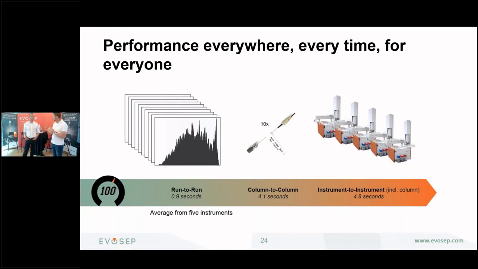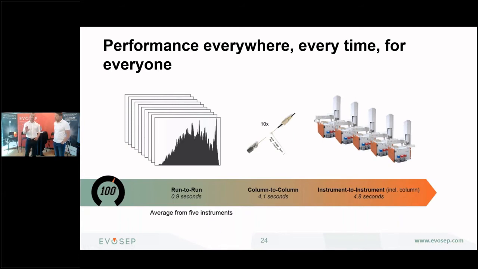But it's really part of what we're trying to get to, where you get the same high-level performance again and again for everybody. Exactly. And also to reduce the batch effect in big experiments. Yeah, exactly. That slide is really encapsulating what we have tried to achieve with the Evosep One. Right? And that's the foundation for everything we're trying to do going forward with the Evosep Plus.